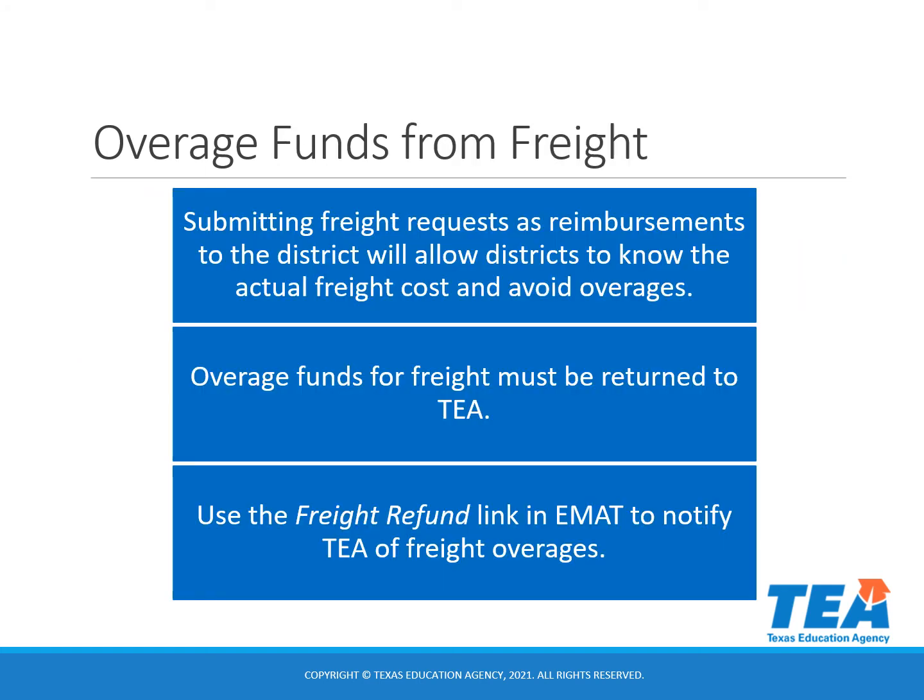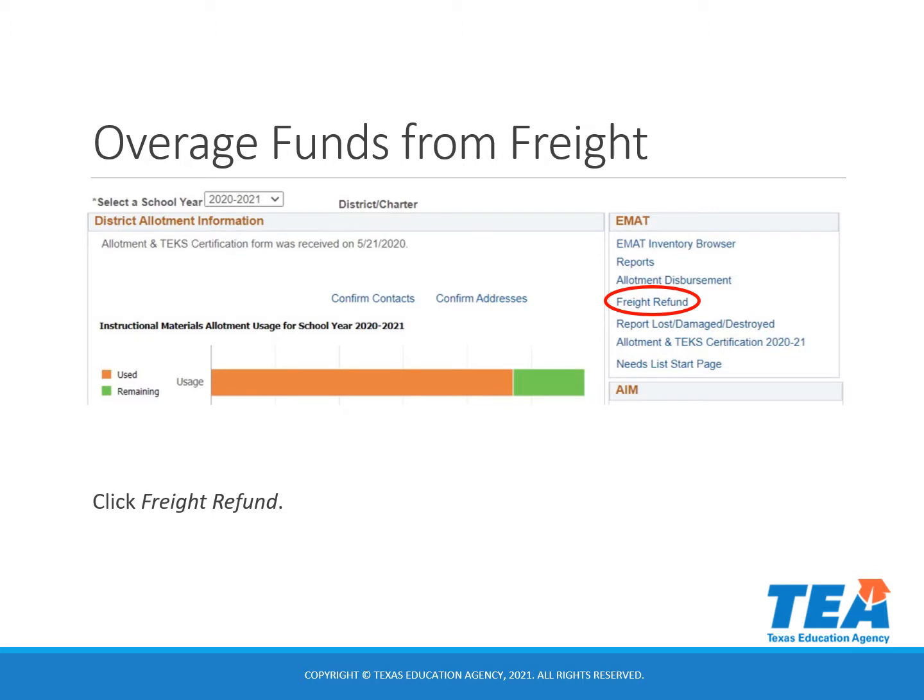We're now going to talk about overage funds from freight. We advise that districts submit their freight request as reimbursement to allow districts to know the actual freight cost and avoid overages. If you do end up with overage funds from freight, the funds must be returned to TEA. To notify us of the overages, you will need to use the freight refund link on your EMAT start page. Here's a look at a district start page in EMAT and where you can click Freight Refund.